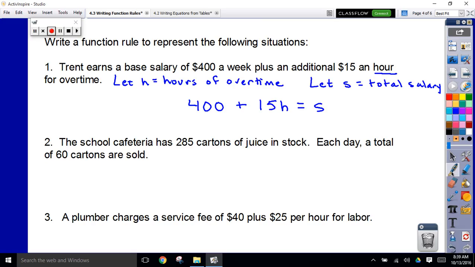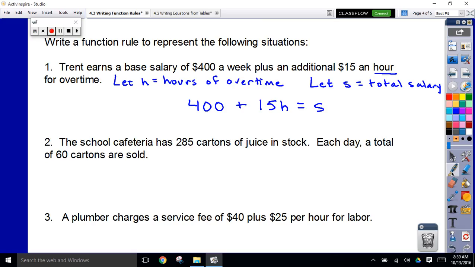Okay, let's take a look at number 2. Any volunteers to tell me what you think the variables might be? We have the school cafeteria has 285 cartons of juice in stock. Each day, a total of 60 cartons are sold. Any ideas for at least one of the variables? Go ahead.